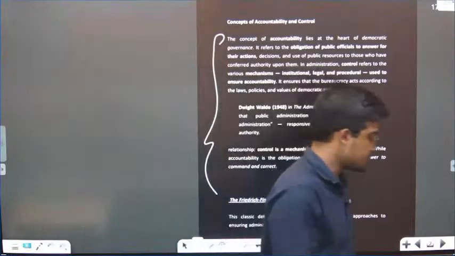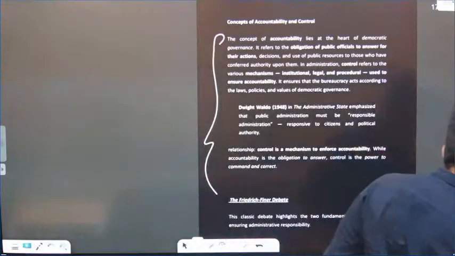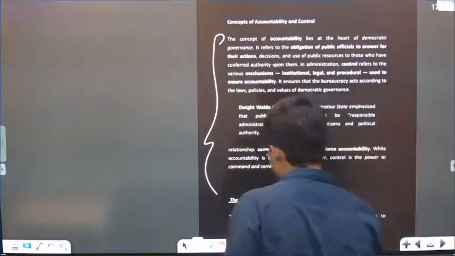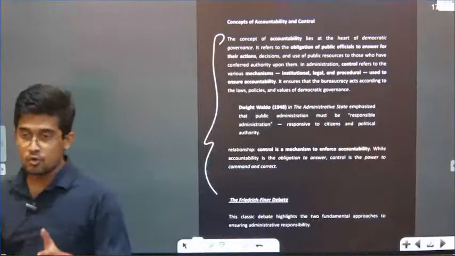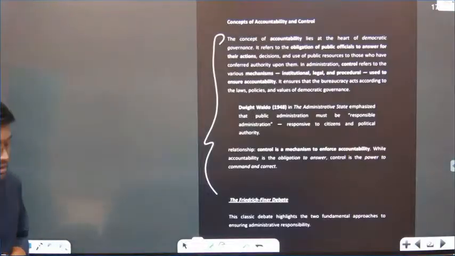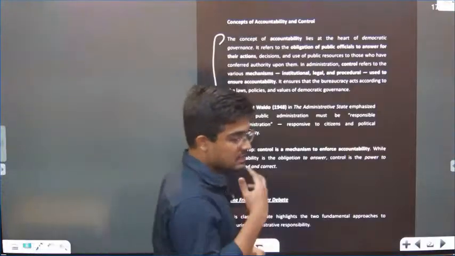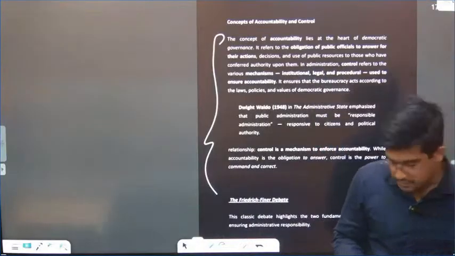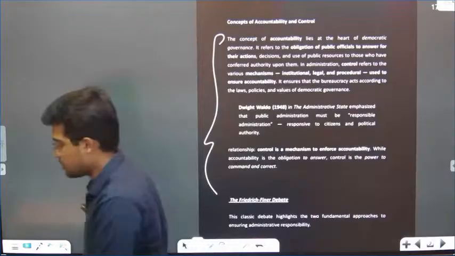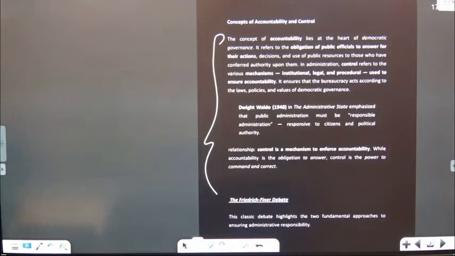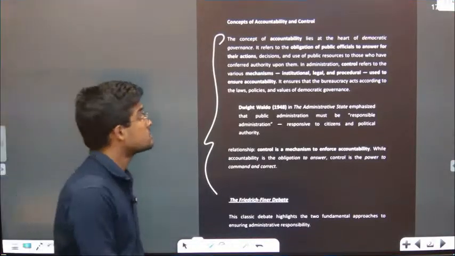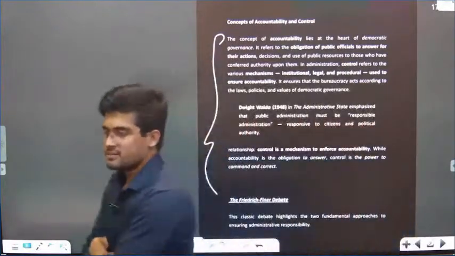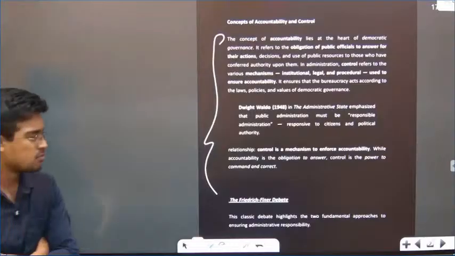First we'll understand the concept of accountability and control. Basically, what is accountability, what exactly is control, what is the difference between them. Then we'll understand how that accountability should be enforced. Then we'll see how accountability actually looks like in India, how different forms of accountability are.